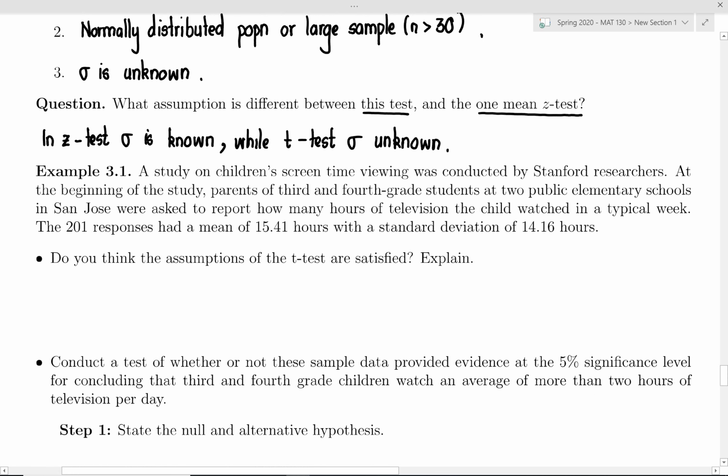All right, so equipped with that arsenal, we're going to go ahead and run a hypothesis test on the following example 3.1. A study on children's screen time viewing was conducted by Stanford researchers. At the beginning of the study, parents of 3rd and 4th grade students at 2 public elementary schools in San Jose were asked to report how many hours of TV the child watched in a typical week. The 201 responses had a mean of 15.41 hours with a standard deviation of 14.16 hours.